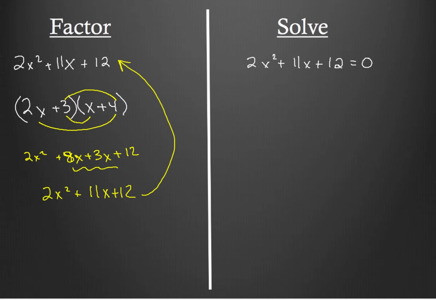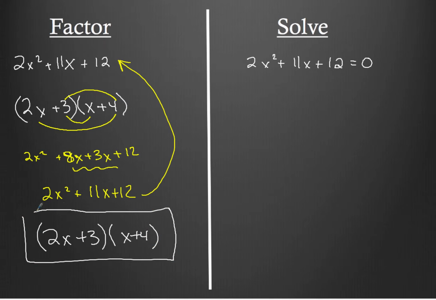So the correct factoring of 2x squared plus 11x plus 12 is simply 2x plus 3 times the quantity x plus 4. Now that's as far as you can go with factoring. You can't do anything else. That's it, you're done.